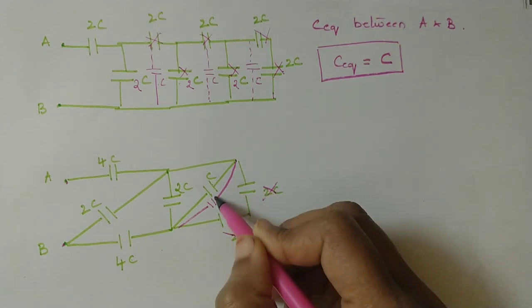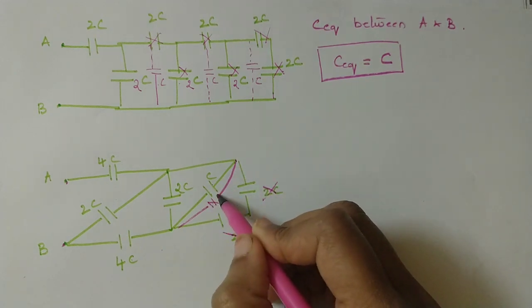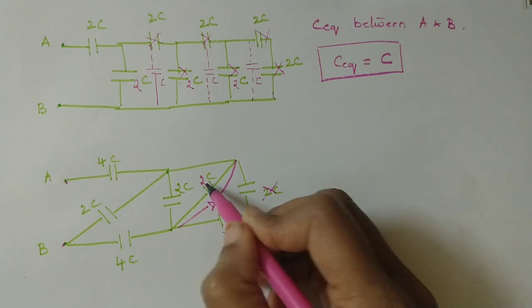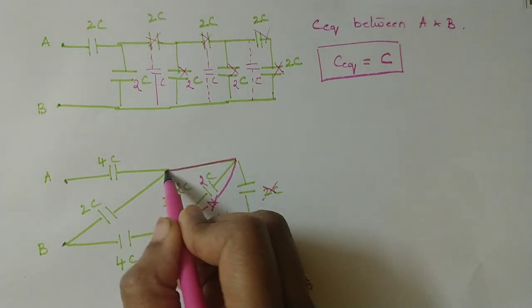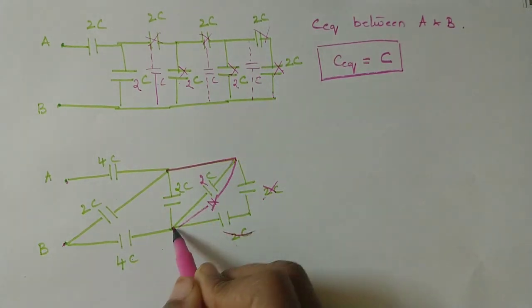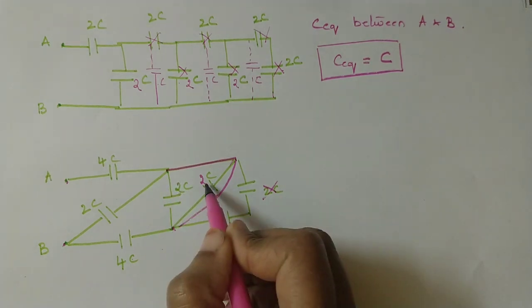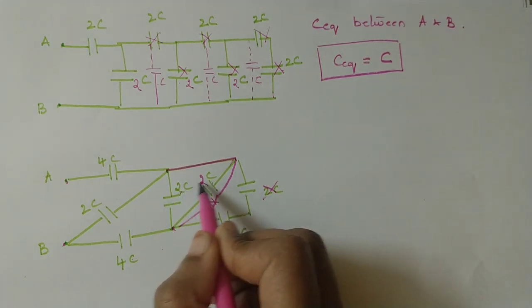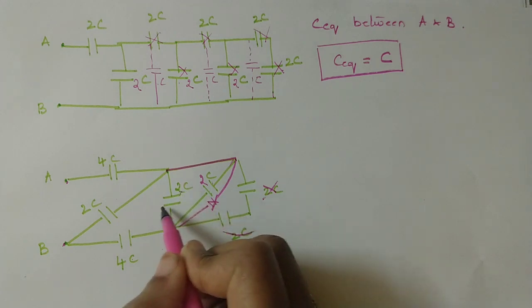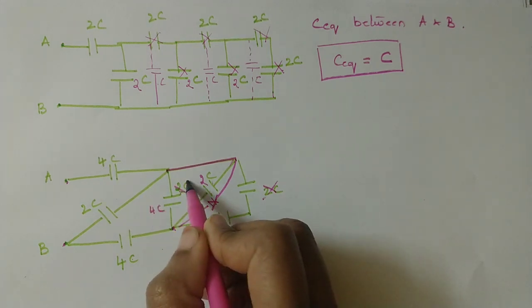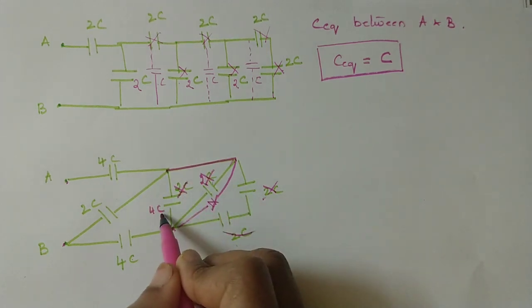Now you can see C and C are in parallel combination. I can remove it, make it 2C. Now in this case, this is a capacitance 2C. Here also we have 2C. 2C and 2C in parallel, we will get the answer as 4C. Now I am removing these two, making it 4C.